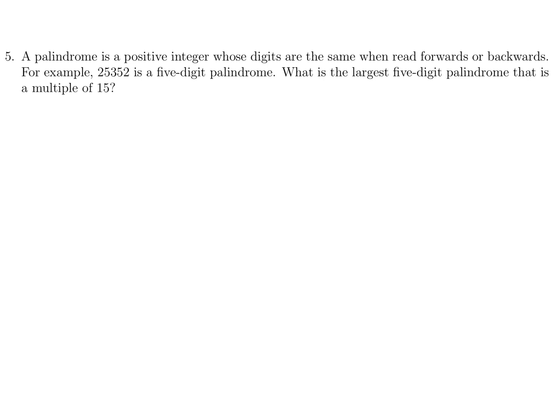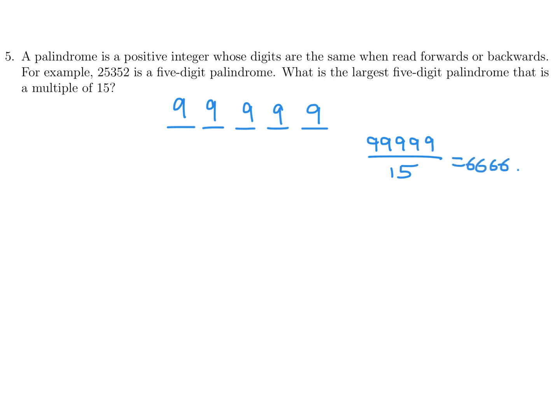All right, so we got 5 digits, and the largest number, regardless of whether it's a multiple of 15, is 99999, right? But that's not a multiple of 15, because if you divide it by 15, it doesn't give you an integer. It gives you 6666.6, I think. Okay, so what we need is a number that's a multiple of 15. That's the key to this question here.